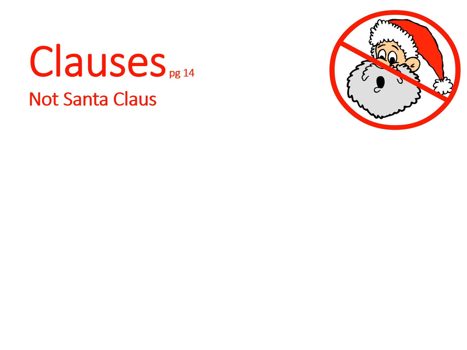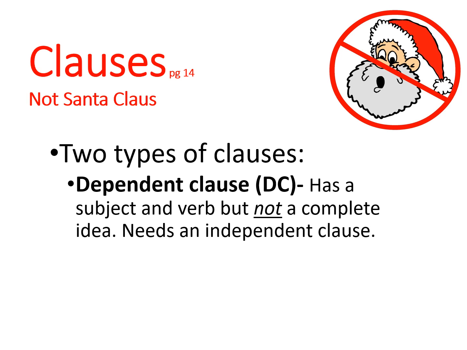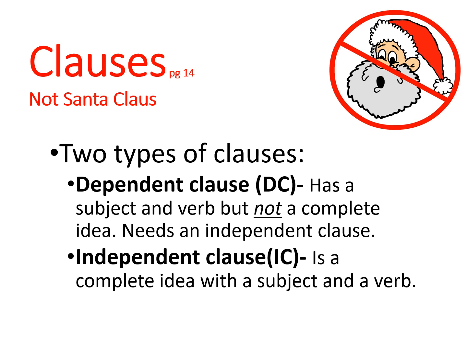For the rest of this video, I'm not going to talk about sentences. I'm going to talk about clauses. And not as Santa Claus, but when we talk about writing, there's two types of clauses. There's what we call the dependent clause. A dependent clause has a subject and a verb, but is actually not a complete idea. So a dependent clause needs an independent clause. An independent clause, it has a subject, a verb, and is a complete idea.